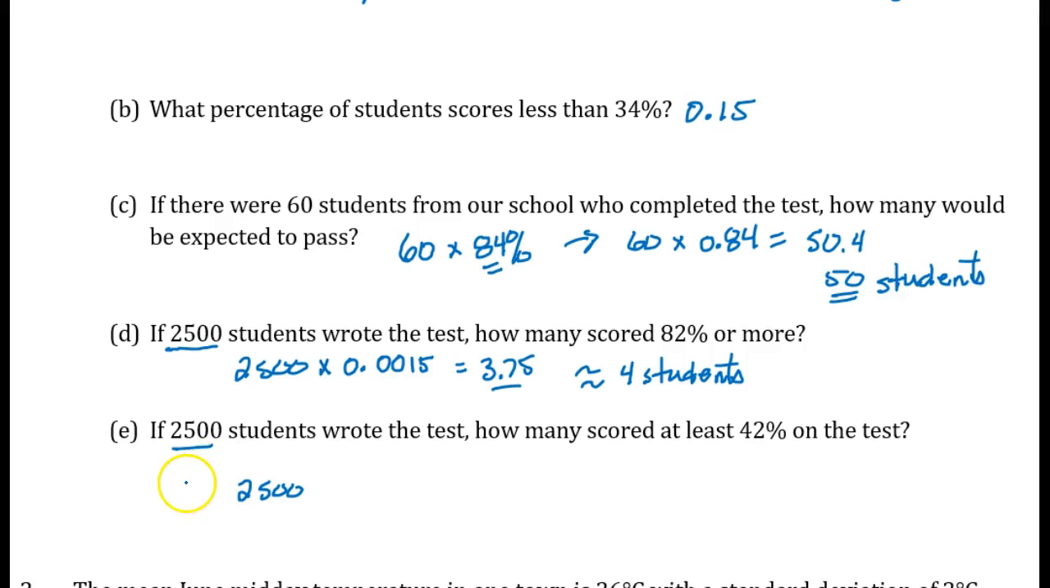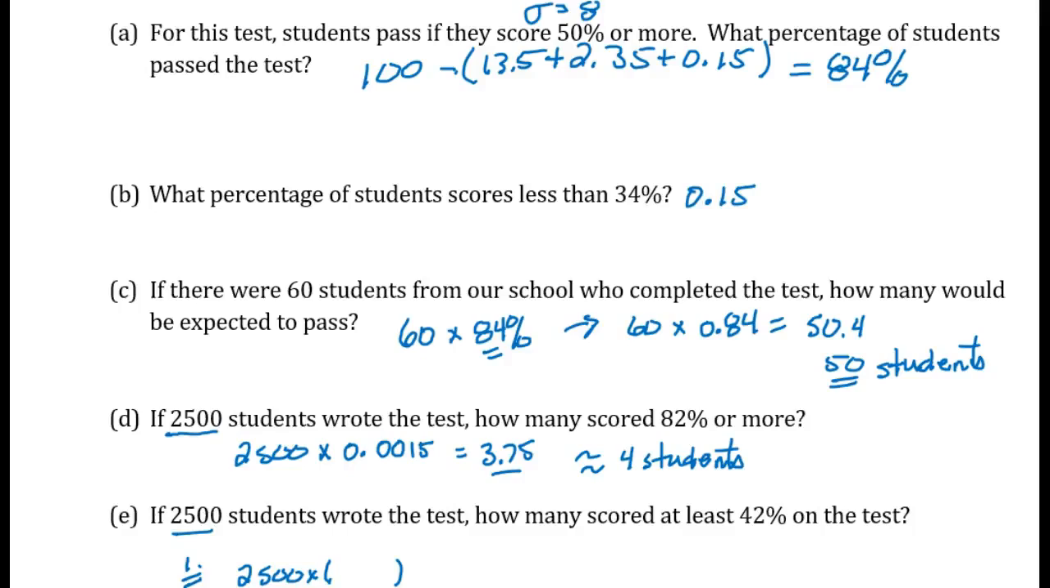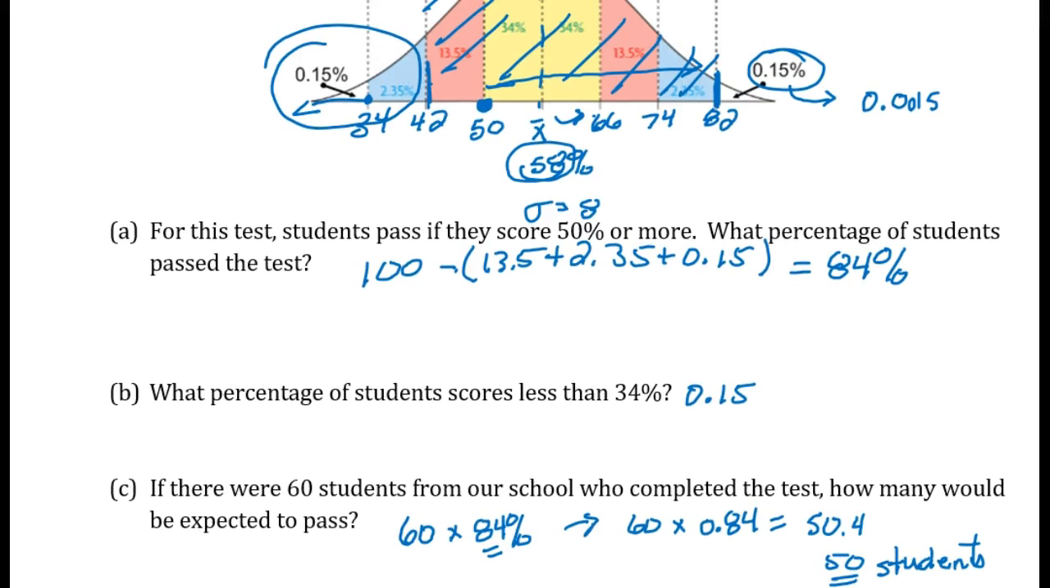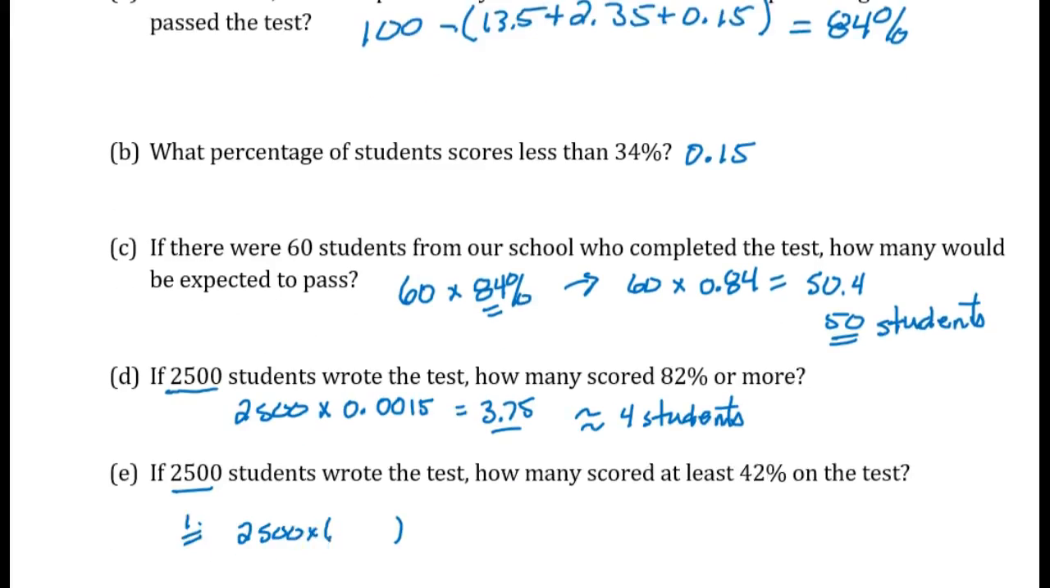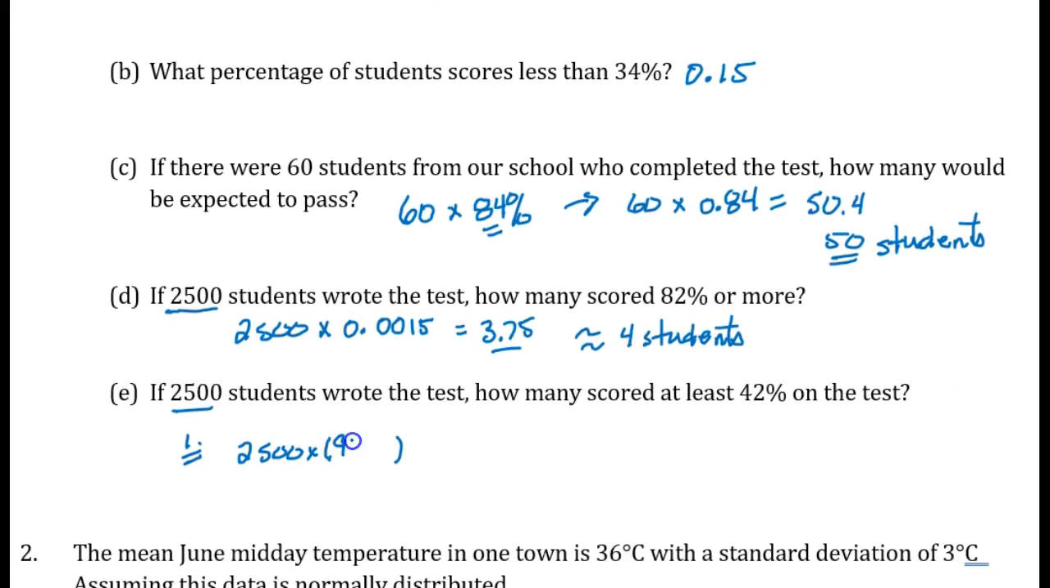So there's 2 ways to do this. First, let's consider all those who got marks higher than 42. So we would add the percentages. So we take 13.5, we add 34, 34, 13.5, 2.35, and 0.15. So 97.5% of students got a mark of 42 or higher. Change the percentage to decimal.